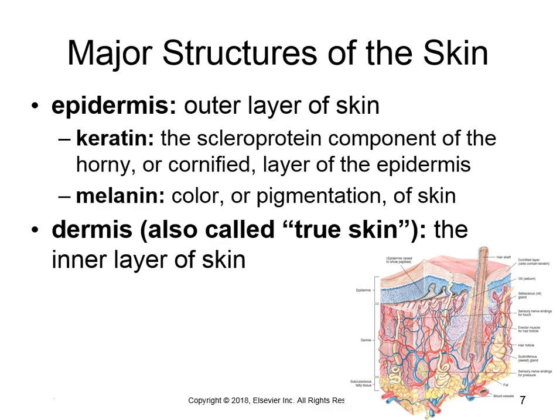Below that is the dermis. If you didn't know, epi means above, so that's why the outer layer is called the epidermis, and then what we call the true skin, where those blood vessels and hair follicles and sweat glands are all located, that's called the dermis. It's the inner layer of the skin.